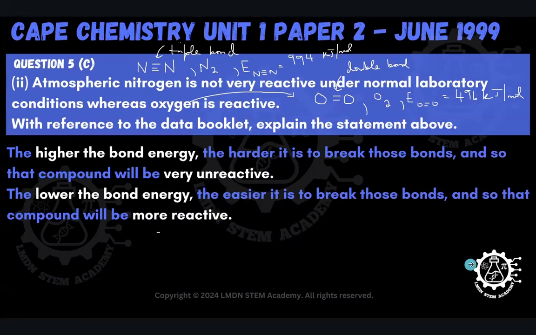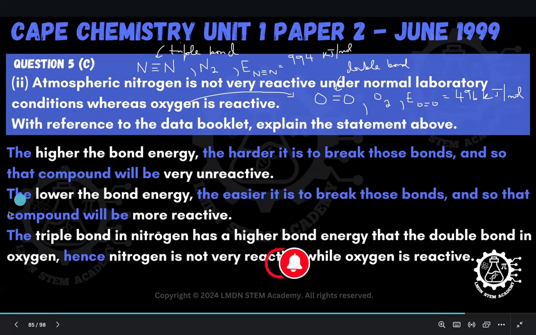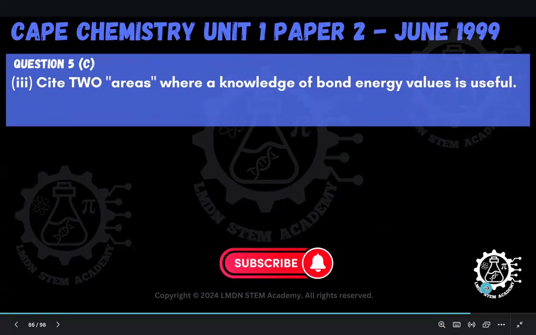All right? So the triple bond in the nitrogen has a higher bond energy than the double bond in oxygen. Hence, nitrogen is not very reactive while oxygen is reactive. All right, so that's our answer here. So let's just clear everything here and we'll move on to part C, part three.